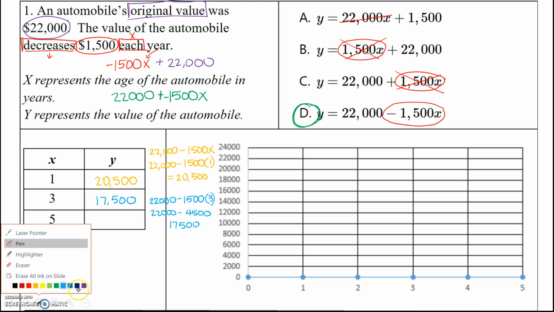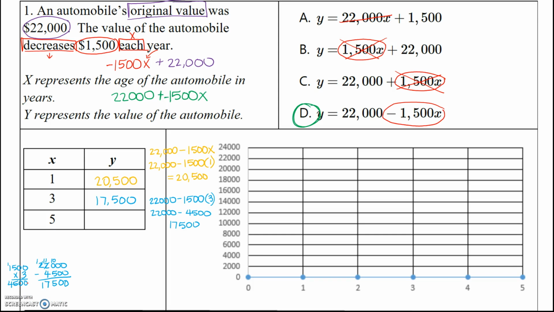And I'm going to do my point with an x value of 5. So 22,000, minus 1,500 times 5. So 22,000 minus, do 1,500 times 5. 5 times 5 is 25, 5, 6, 7, so 7,500. And now I'm going to subtract.